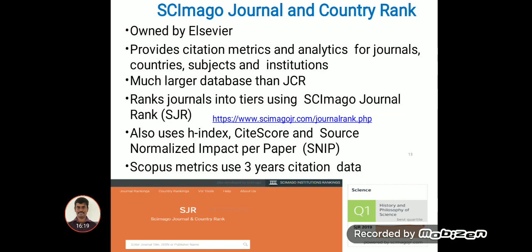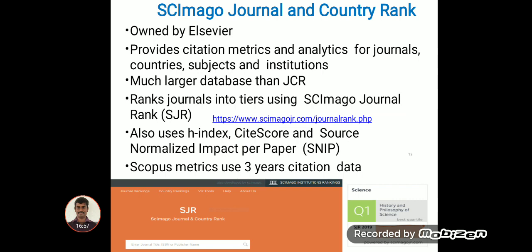And now we'll see about SCImago Journal Rank and Country Rank. So Scopus gives us SCImago Journal Rank and Country Rank, owned by Elsevier. It provides citation metrics and analytics for journals, countries, subjects as well as institutions. It is a much larger database than the Journal Citation Reports. It ranks journals into tiers using SCImago Journal Rank. Also, it uses H-index, CiteScore, and source normalized impact per paper. Scopus metrics use 3 years citation.